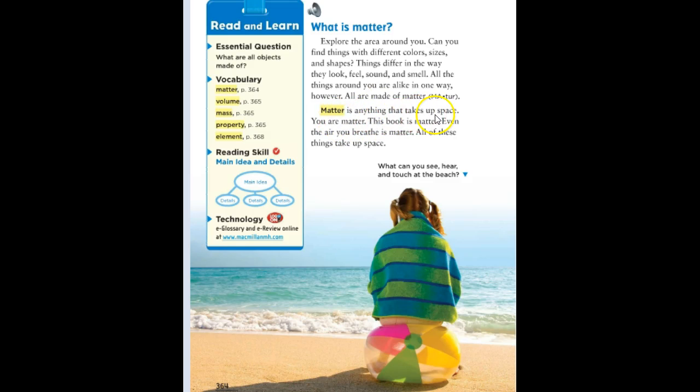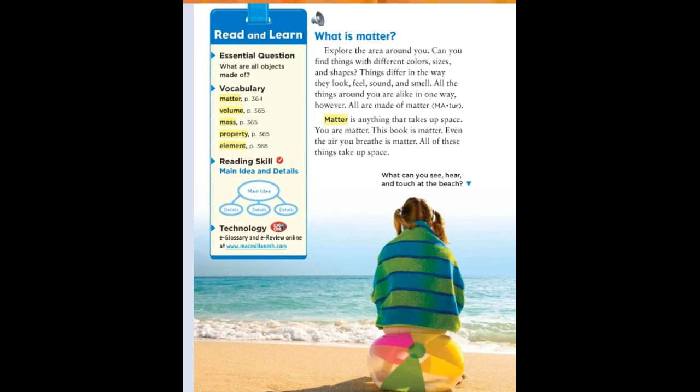Matter is anything that takes up space. You are matter. This book is matter. Or I should say this computer you're reading on is matter. Even the air you breathe is matter. All of these things take up space. So even things you cannot see like air take up space. What can you see, hear, and touch at the beach? Okay, look. There's the sand, the water, the towel, all different kinds of things.